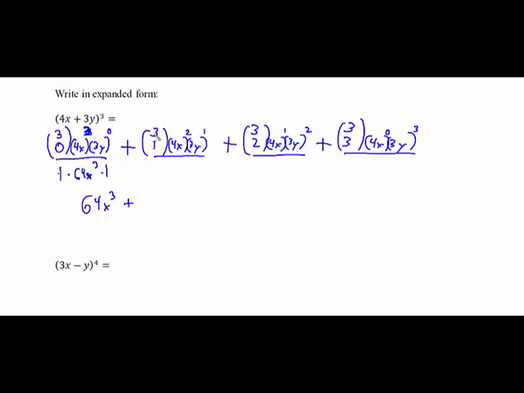Now 3 objects, if I choose one of them, there's only 3 ways to do that. Now 4 times x is 16x squared. And 3 times y to the first power is 3y. So now I'm going to go 3 times 16 times 3, which makes 144, x squared y. And you'll see the natural decline of powers in x and the ascension of powers in y.